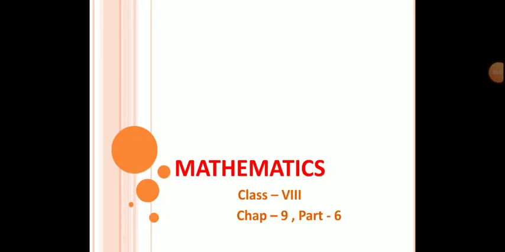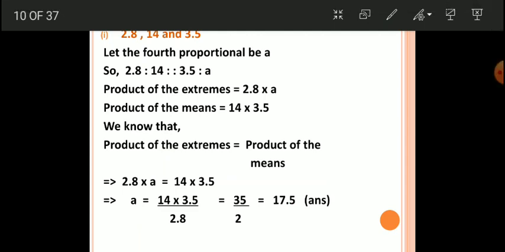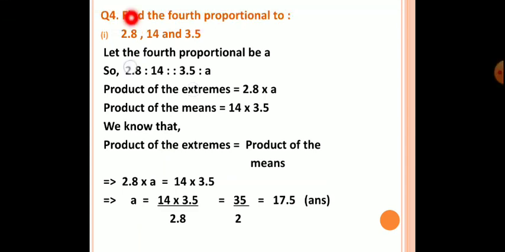This is the sixth part of chapter 9, that is ratio and proportion, and in this part we are solving exercise 9b. We'll start from question number 4. Question number 4, find the fourth proportional to part 1, 2.8, 14 and 3.5.